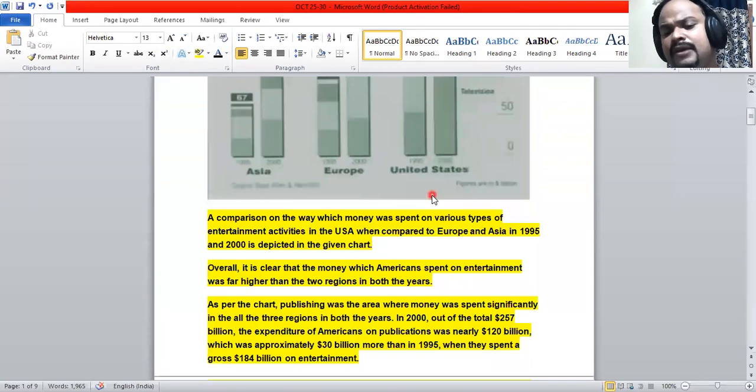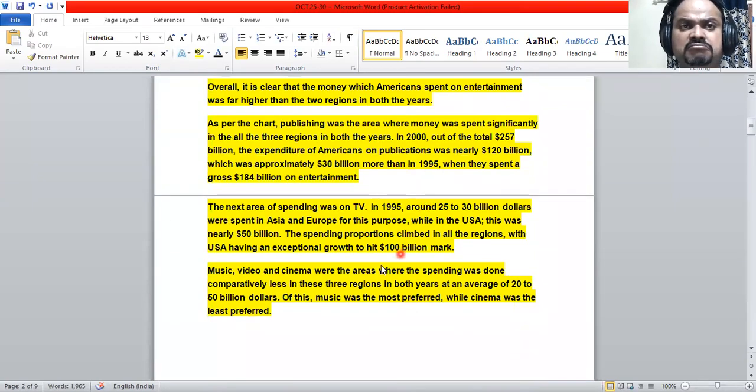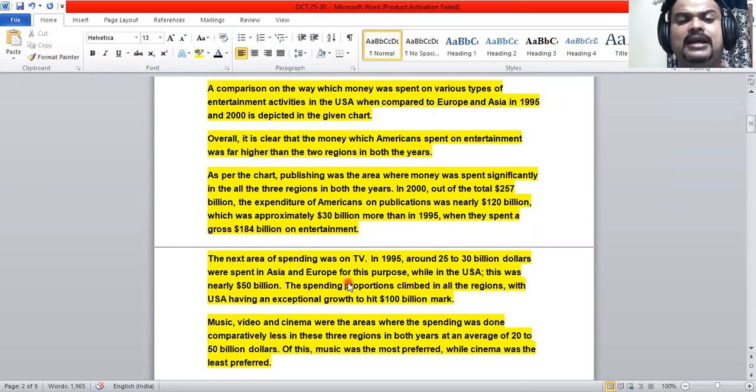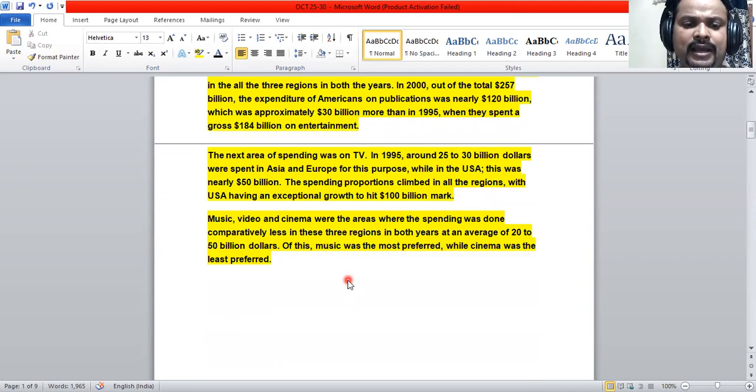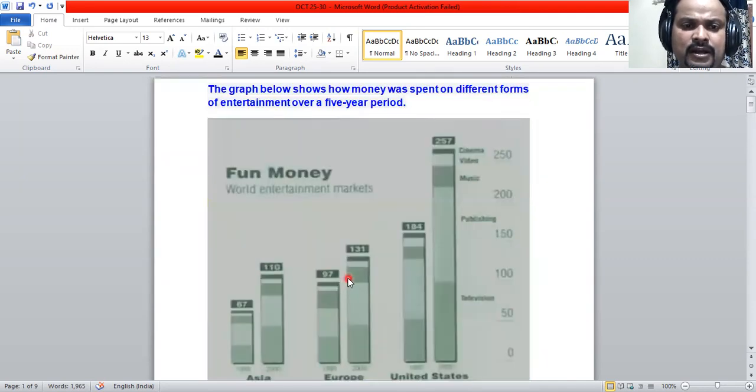If we present the figures further, my word count will go higher and higher, and it's not recommended to write insignificant data and figures. So we have presented the significant figures. The story is highlighted there. We have given a clear-cut overview and a clear-cut introduction here. And that's the end of this particular task one.